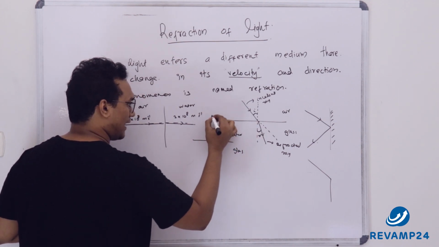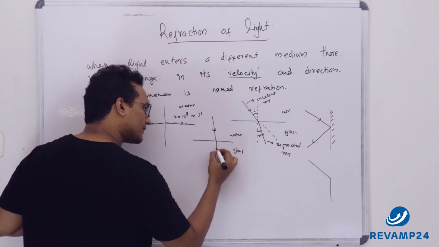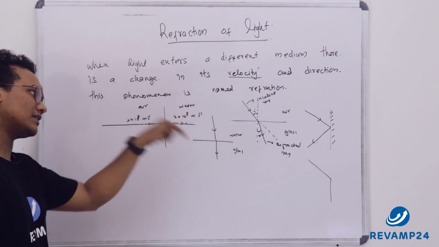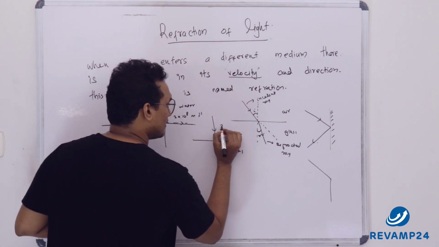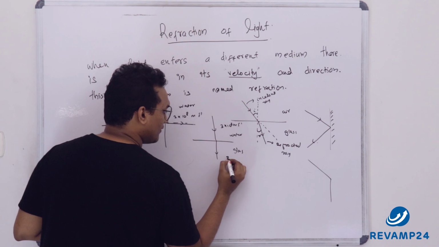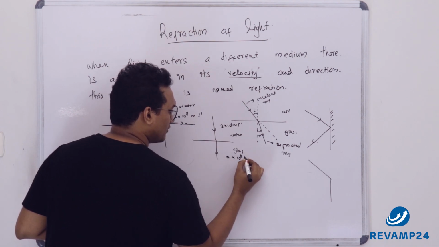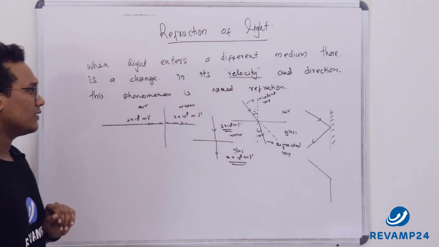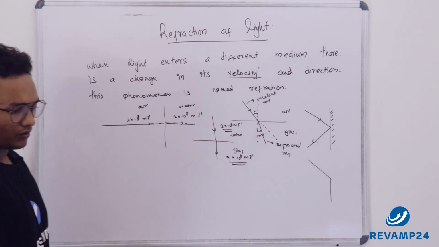Okay, so what will happen? If the light ray is coming in this direction, after refraction it would go in the same direction. There is no change in direction, but there is change in velocity. Here it is traveling with a velocity of 3 into 10 power 8 meters per second, but here it is traveling with 2 into 10 power 8 meters per second. So this is a very important concept.